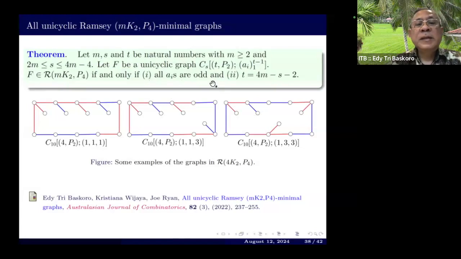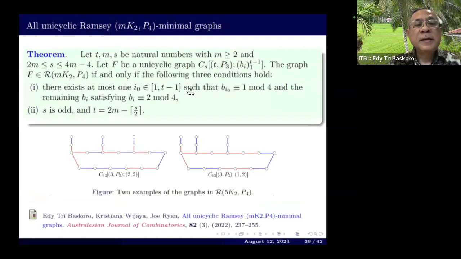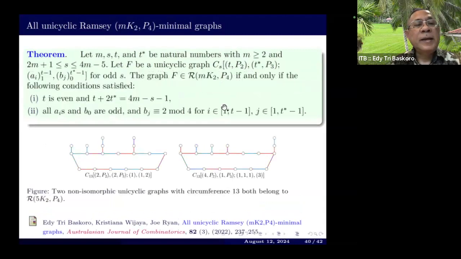And this theorem gives us the necessary and sufficient condition for the unicyclic graphs with P2 pendants. And then the following theorems give us the necessary and sufficient condition for unicyclic Ramsey minimal graphs with P3 pendants. And this is the last theorem regarding the unicyclic Ramsey minimal graphs with mixed pendants, either P2 and P3.